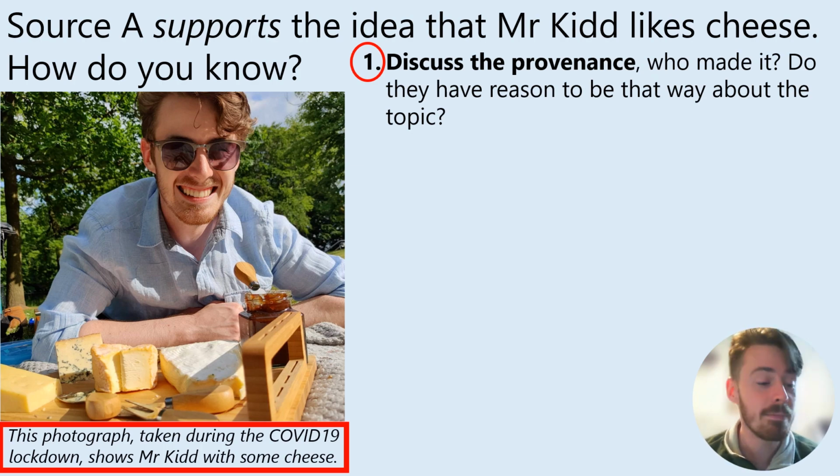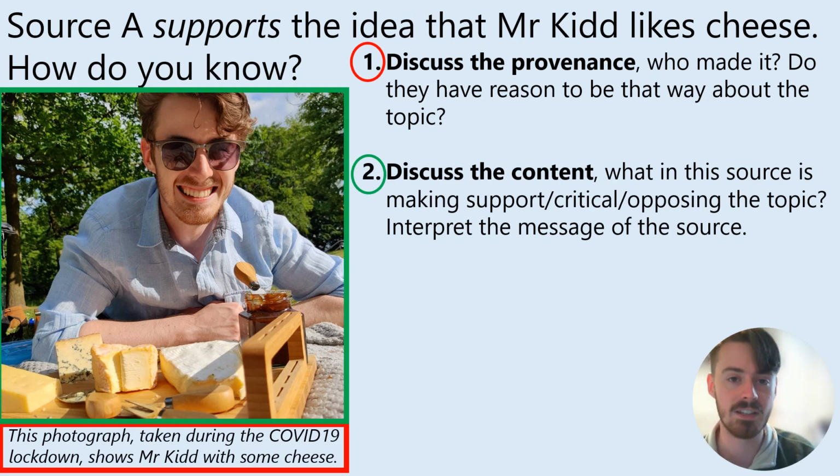You can also look at the content of the source. That was also in the mark scheme you heard. Content is basically whatever is not provenance. The image itself, the piece of writing you might receive, the bit circled in green on my page here is the content. So it supports the idea Mr. Kid likes cheese. In the picture, I see Mr. Kid with cheese. He is smiling. That makes me think he is supportive. That is using content, okay?